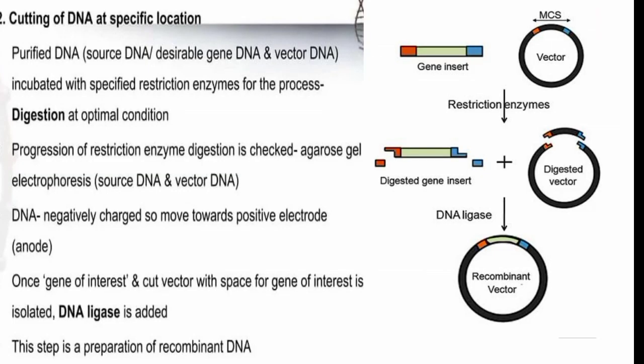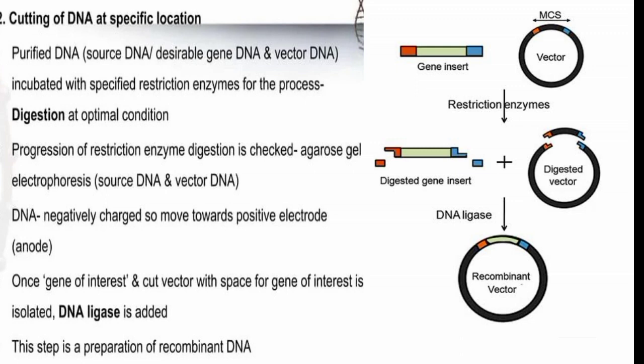Next, coming to the next step, which is cutting of DNA at specific location. There is a gene of interest. The purified DNA, the source DNA with the desired gene, and the vector DNA are incubated with restriction enzyme for digestion at optimal condition. We add the restriction enzyme to the DNA and keep it, so that the enzyme cuts the gene of interest and the plasmid.